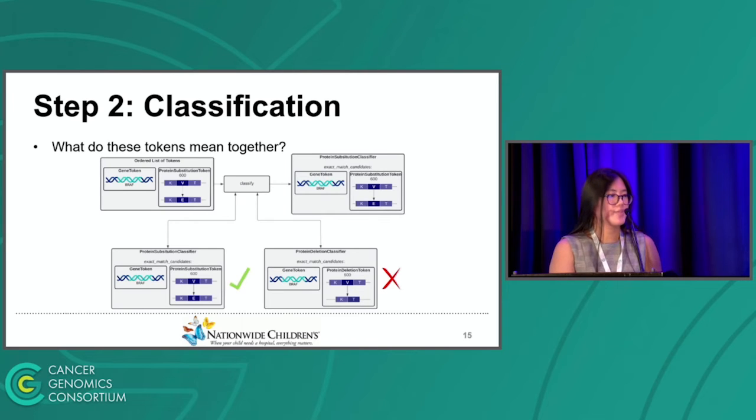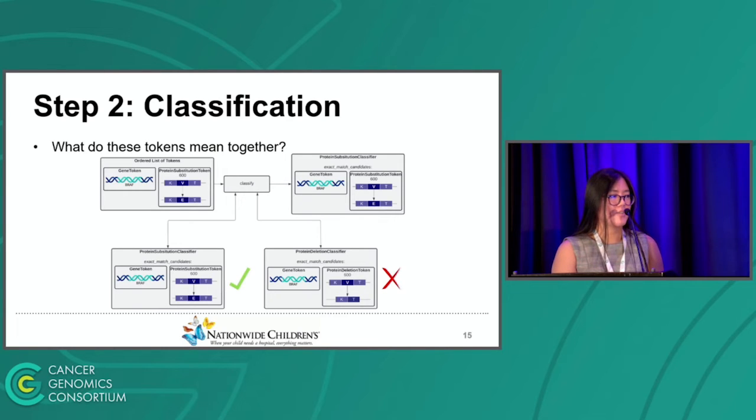From tokenization, we return an ordered list of tokens, a gene token and a protein substitution token. We then want to classify these tokens. This means that we're trying to know what kind of variations these tokens represent. And each of our classifiers has a list of ordered tokens required to be classified as that variation type.